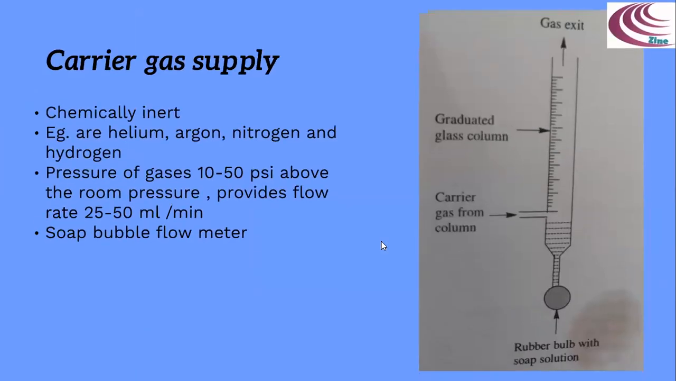So in carrier gas supply, the carrier gas used in gas liquid chromatography must be chemically inert. Gases like helium, argon, nitrogen, and hydrogen are used most of the times. Helium is the most widely used carrier gas. All these gases are supplied commercially in pressurized cylinders.